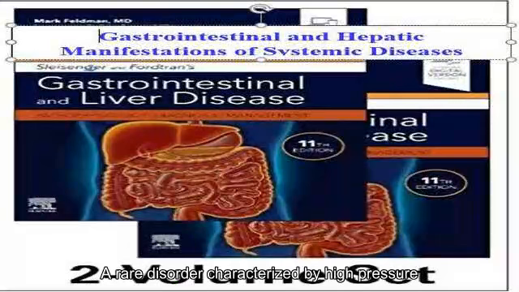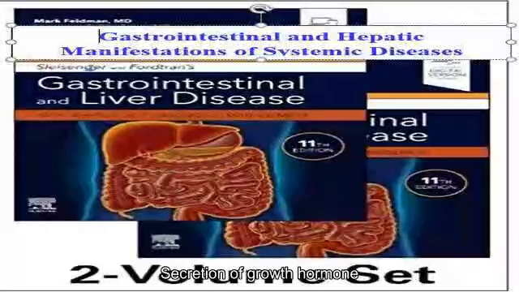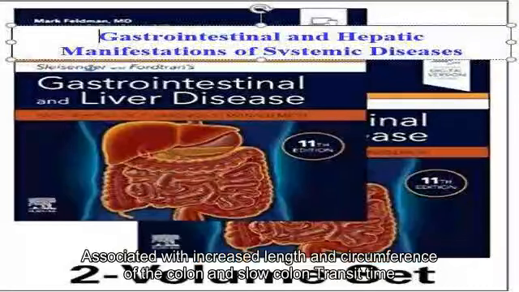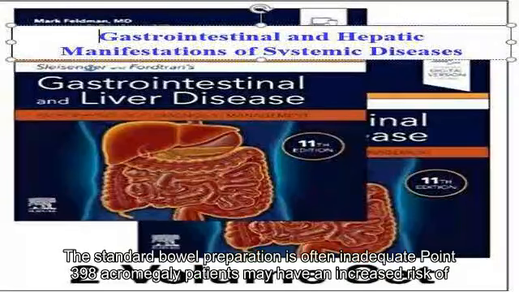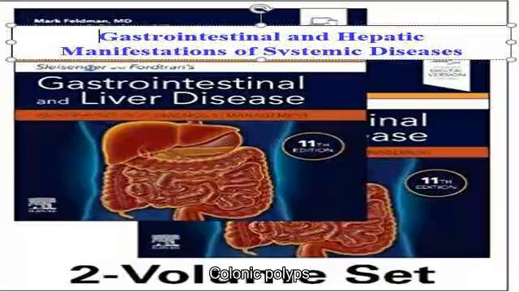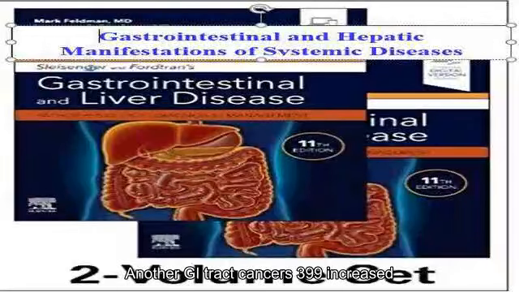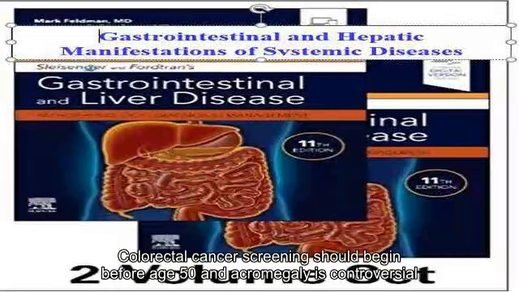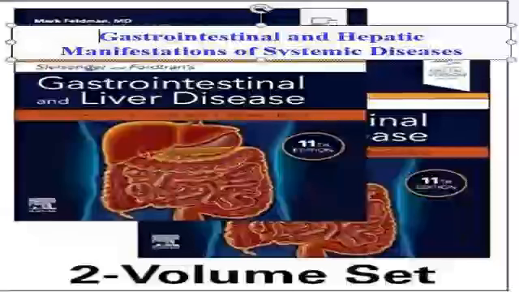Acromegaly, a rare disorder characterized by hypersecretion of growth hormone, is associated with increased length and circumference of the colon and slow colon transit time, so that the standard bowel preparation is often inadequate. 398 Acromegalic patients may have an increased risk of colorectal cancer, colonic polyps, and other GI tract cancers. 399 Increased growth hormone and IGF-1, which promote epithelial cell proliferation, are thought to play a role. Whether colonoscopic colorectal cancer screening should begin before age 50 in acromegaly is controversial.